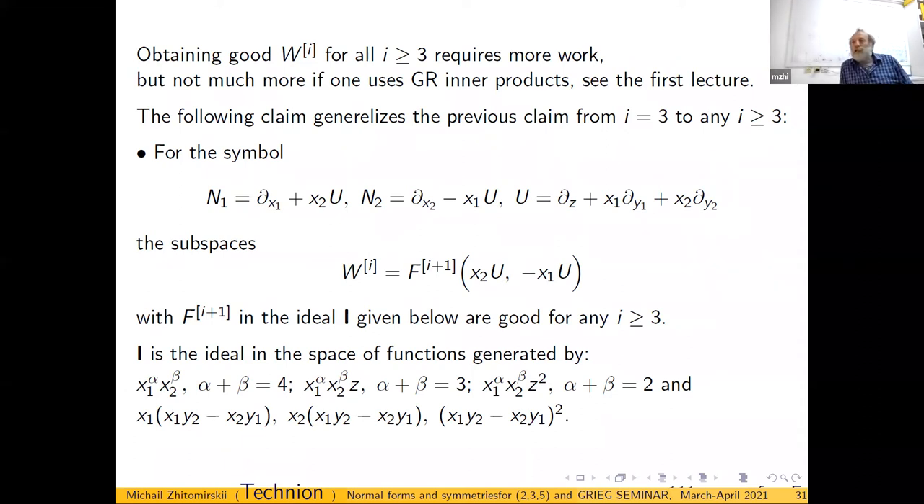If you use certain techniques like GR in the product that I explained in my first lecture. So what we did for W3, just to obtain the Cartan tensor, can be generalized to this normal form, the same normal form. These are good W_i. The same thing: F is quasi homogeneous of degree i plus one. But the problem now is, for any i, to specify the space where this F, homogeneous of degree i plus one, lives.